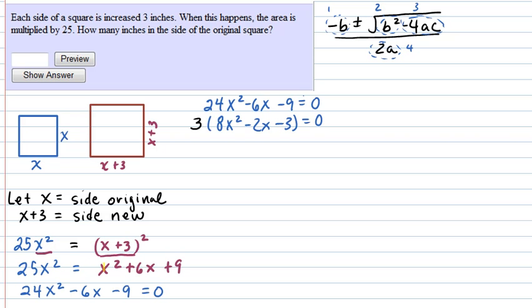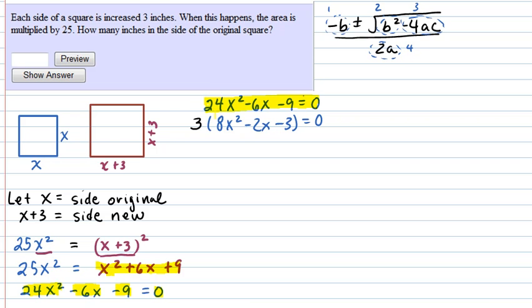Okay, the next thing you'll notice is I actually took the right-hand side and FOILed it out. So if you take x plus 3 times x plus 3, you get x squared plus 6x plus 9. And then because this is a quadratic, I want everything on one side. So I simply subtracted x squared from both sides to get 24x squared on the left, subtracted the 6x to get a minus 6x, and subtracted the 9 to get minus 9. And I've rewritten it up above here.